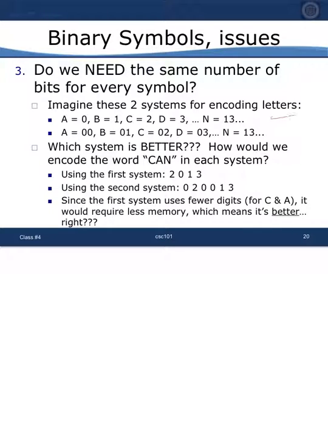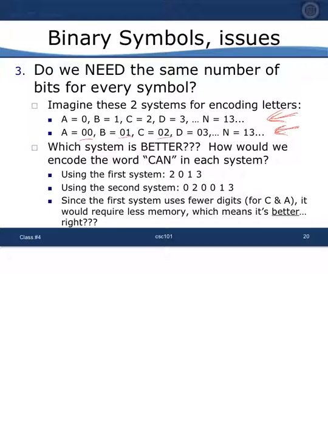But consider these two systems of writing the letters. The first system says, start at 0, and then 1, and 2, and so on. And so does the second system. But the biggest difference is that the second system is always going to use two characters to represent each letter. While it seems a little silly, it's going to say A is 00, B is 01, C is 02, and so on. Okay? So a question is, which system is better? The first system or the second system?